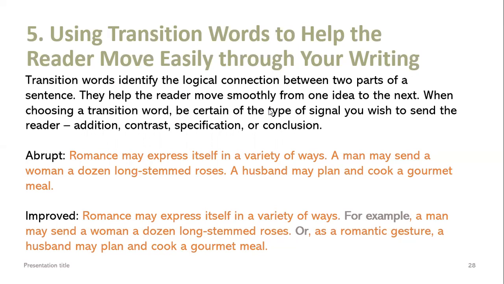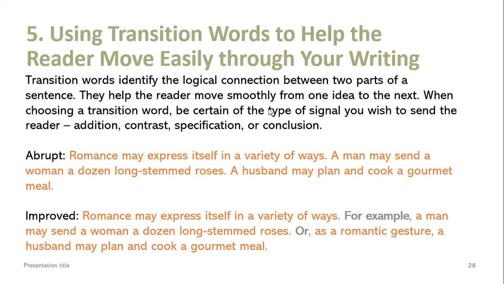When choosing a transition word, be certain of the type of signal you wish to send the reader. Addition, contrast, specification, or conclusion. So let's look at the sentences. Romance may express itself in a variety of ways. A man may send a woman a dozen long-stem roses. A husband may plan and cook a gourmet meal.